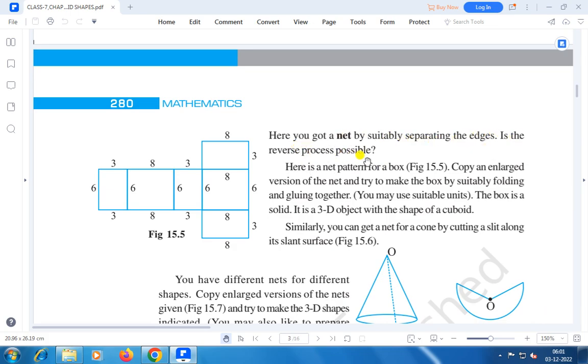Is the reverse process possible? Here is a net pattern for a box. Copy an enlarged version of the net and try to make the box by suitably folding and gluing them together. You may use suitable units. The box is a solid. It is a 3D object with the shape of a cuboid.